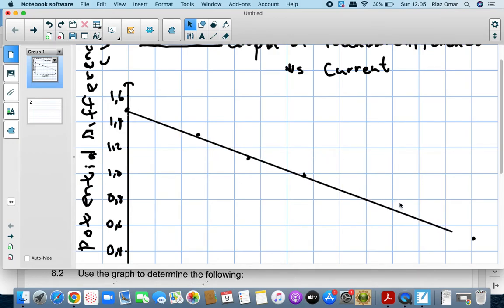I'm just battling with this line. Yeah, maybe that will be better. Alright, so that will be the line that we get, the line of best fit. That's how it will work.